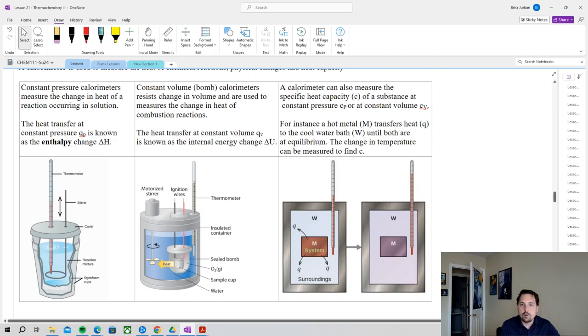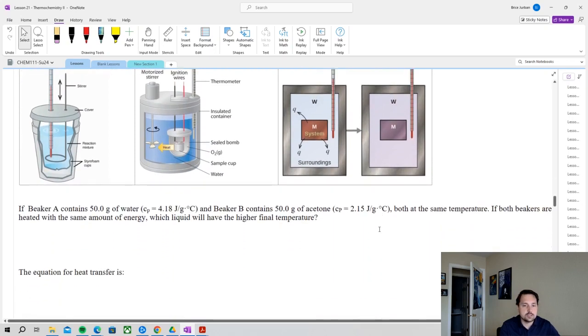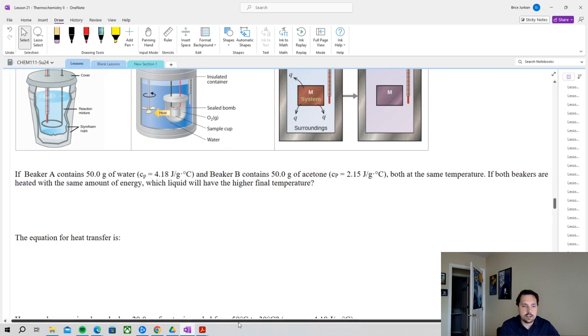And then when we want to look at the specific heat capacity of a substance, we can just look at how a hot object transfers heat to a cooler solvent, and that difference in temperature can be used to help you measure the heat capacity of that substance. So let's look at the latter case.